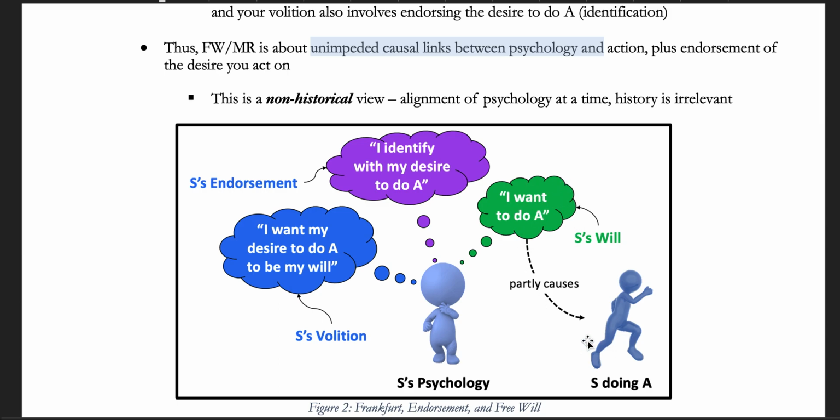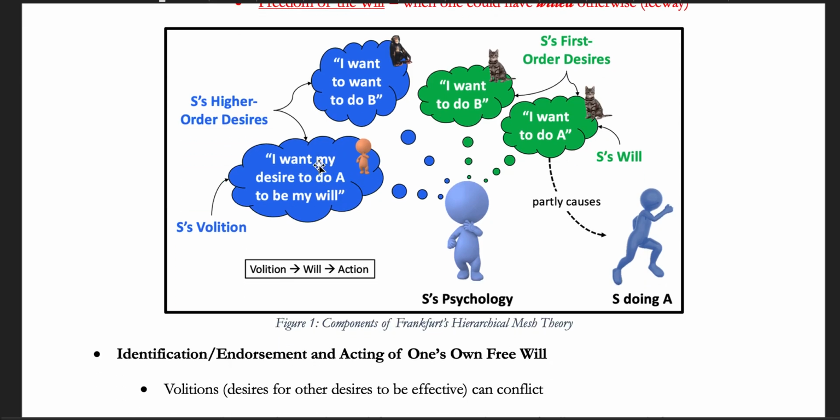Okay. So you have your will. I want to do A, and that partly causes you to do A, so it's your will. This is a first order desire that is effective, and that's just what a will is. Now your volition: I want my desire to do A to be my will. That's a higher order desire because it's about this desire. But it's a volition because it's not only about this desire, it's about wanting this desire to be effective. Okay, so you get all the stuff that we had up here. Volition about this, and this is effective.